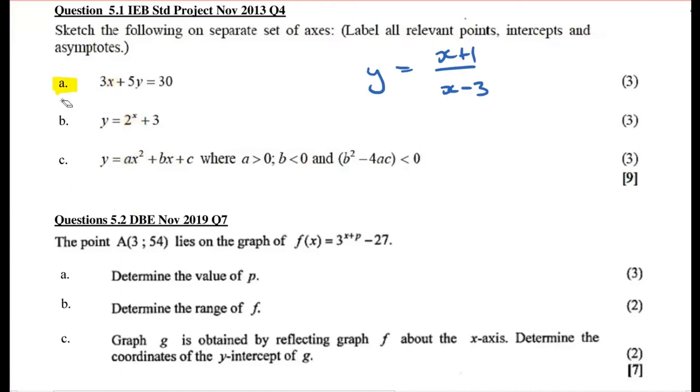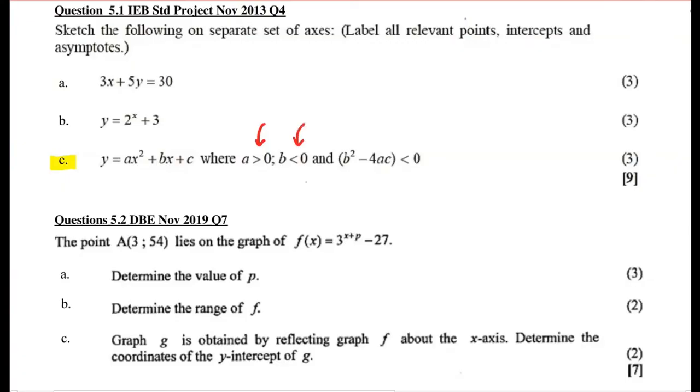Okie dokie dookies. Let's have a look at question C over here. I like these kinds of questions. The IB love these questions. All right. y equals ax squared plus bx plus c. A must be bigger than 0. What does that mean? It must be positive. Great. A is positive. What does that mean? Smiley face parabola. Great.